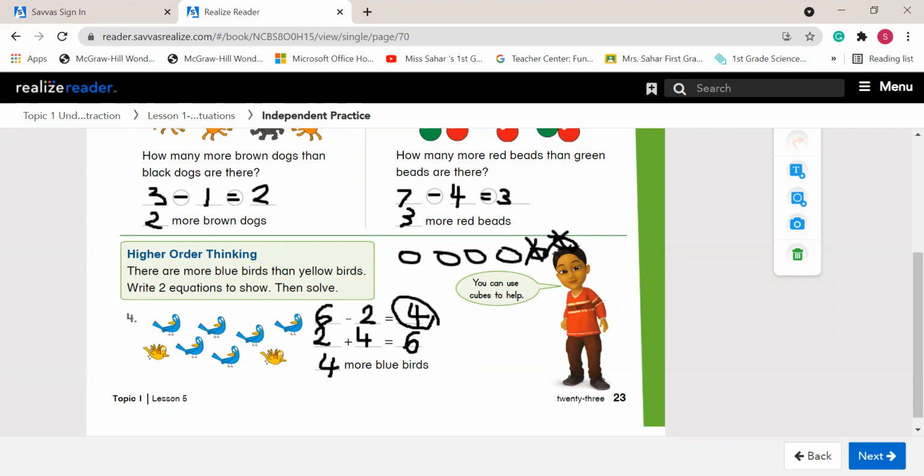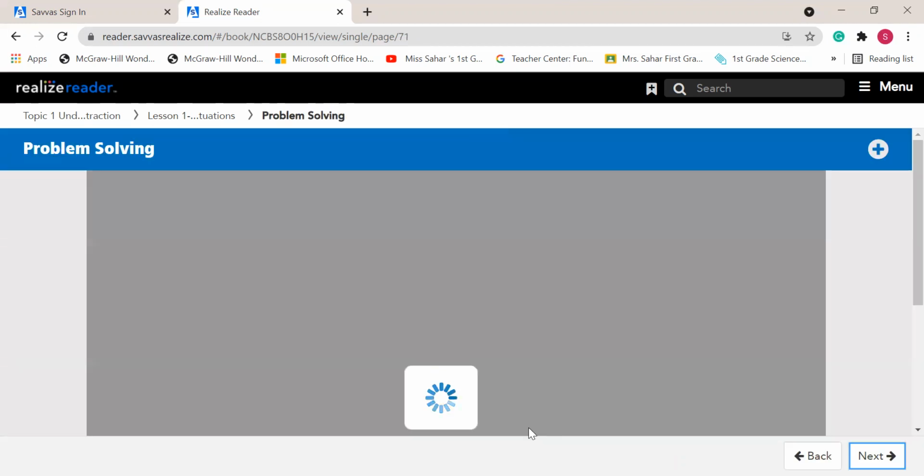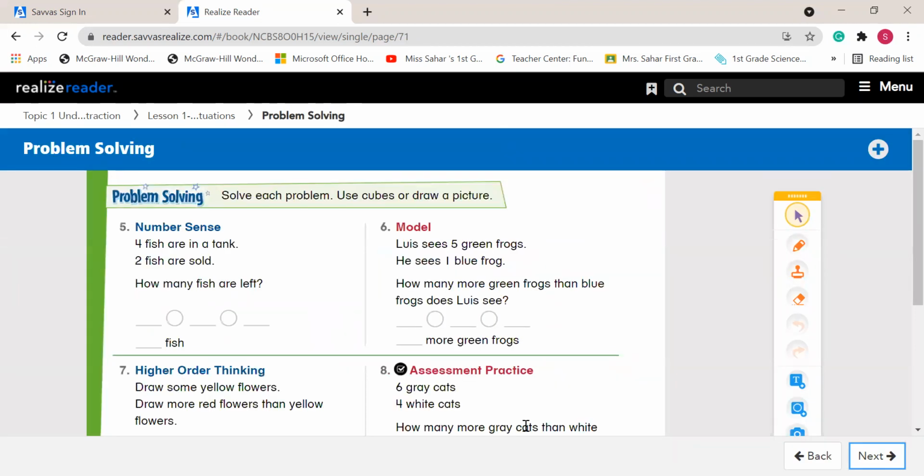All right, let's go. Next page. Page 24. All right. Number 5 says 4 fish are in a tank. 2 fish are sold. How many fish are left? So you can have that space. You're going to draw 4. And then you're going to subtract 2 because you sold 2. And you're going to put your answer here. So 4 minus 2 equals 2. So how many fish left?